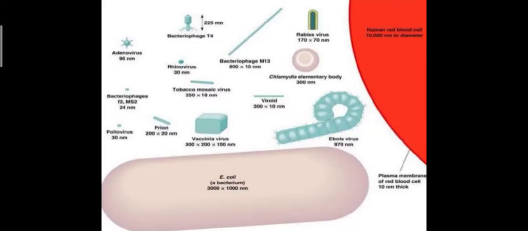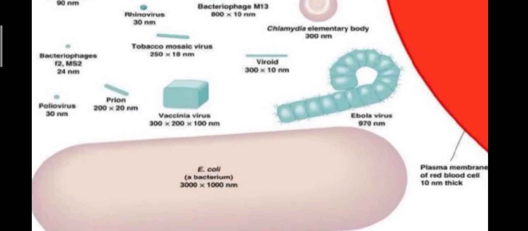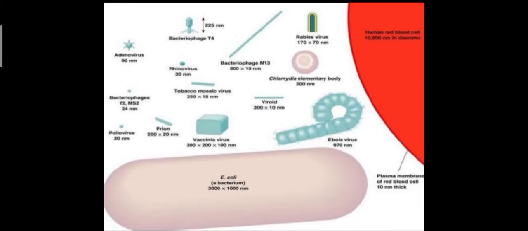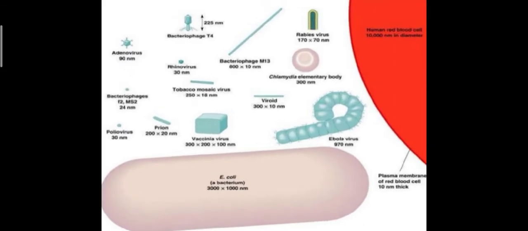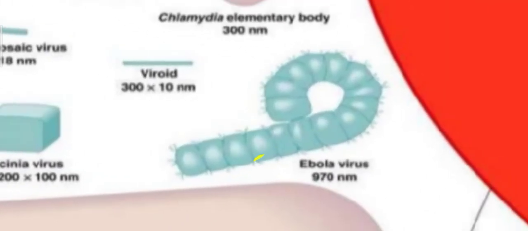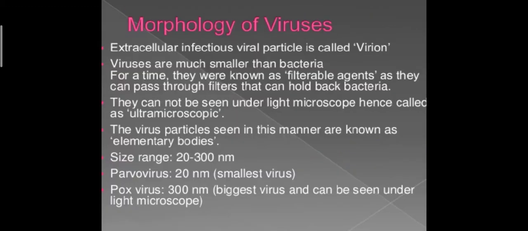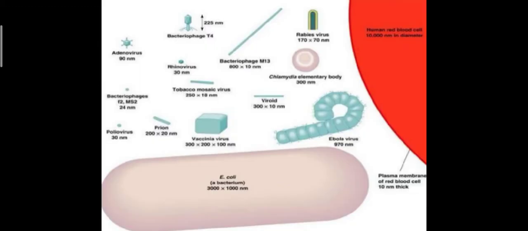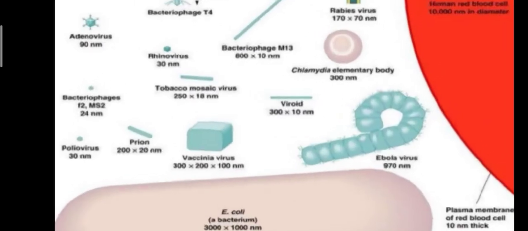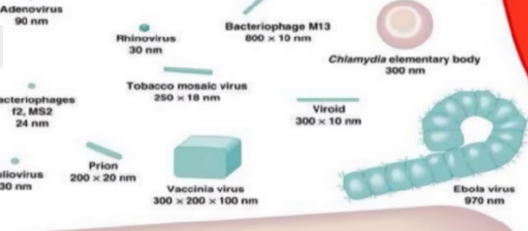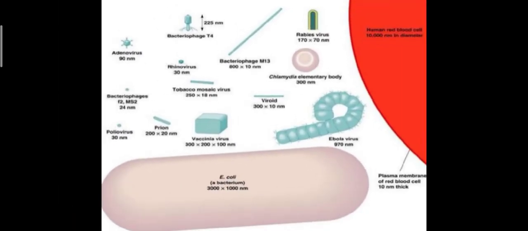The bacterium Escherichia coli is 1000 to 3000 nanometers in length and breadth. The Ebola virus is 970 nanometers. Here, tobacco mosaic virus is 250 nanometers and rhinovirus is 30 nanometers.